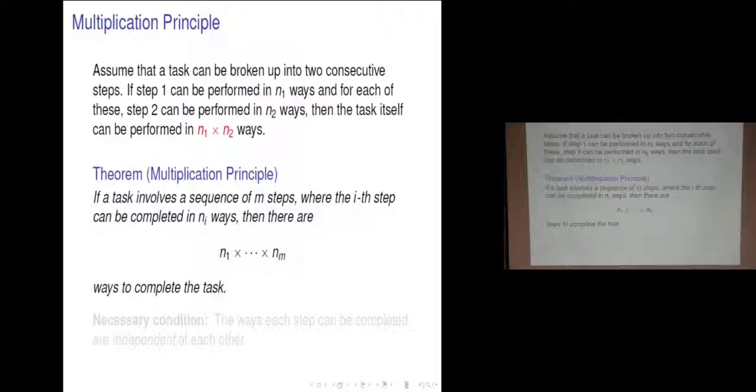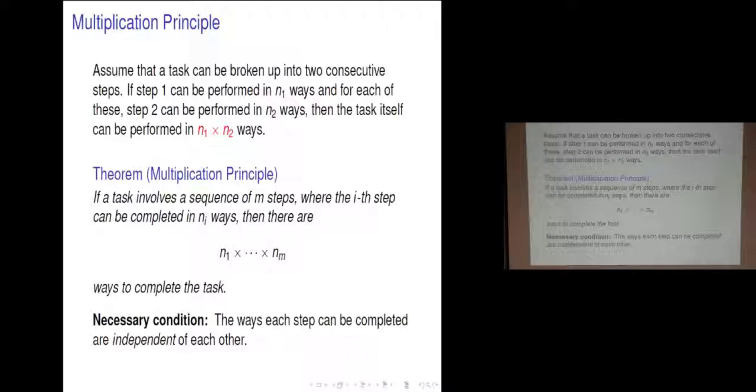So in general, if a task involves a sequence of m steps, now you have 2 steps, but let's assume you have 5 steps or 10 steps, where the ith step can be completed in n sub i many ways. Then the total number is just, again, multiplication. You just multiply them out. The same reason: you have a tree, you can look at the structure of the tree, and the number of leaves, the number of paths, are like this.